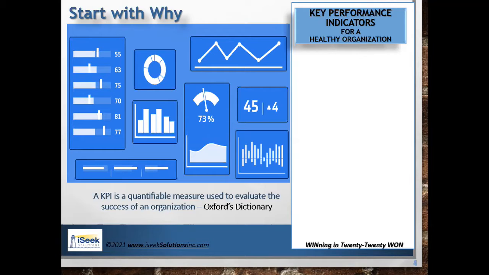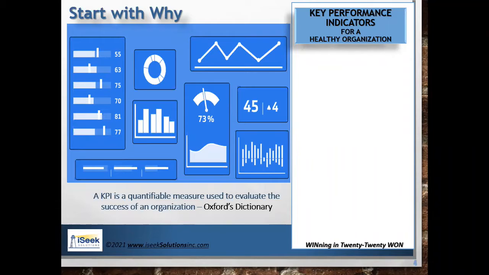So the goal of this whole KPI discussion, even within your organization, is going to be to measure the health of your organization and be able to track not only those 50,000 foot indicators that may occur on the corporate company level, but also those indicators that may be on the departmental level.